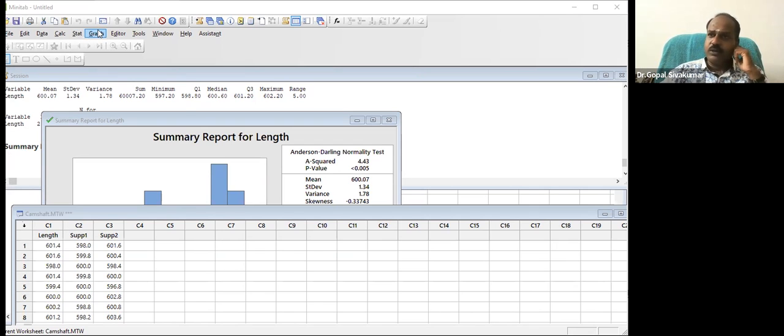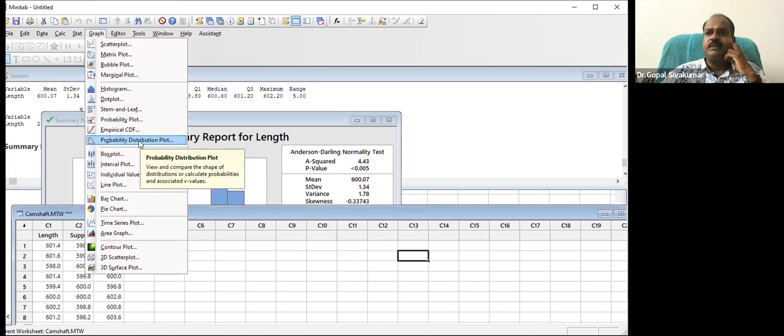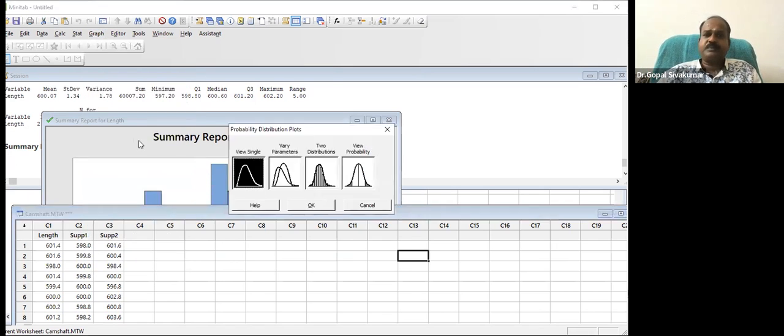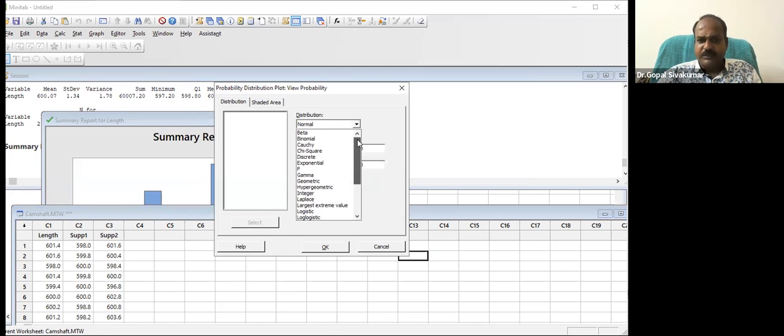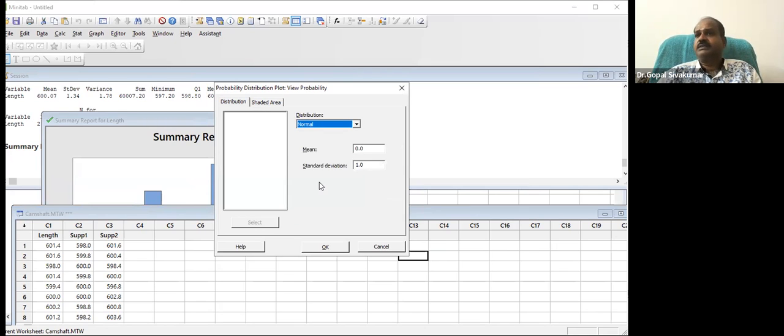Now you go to Graph, go to Probability Distribution Plot. Now I want to view probability. You select View and give OK. Now there are several distributions. Can you see, all of you? So many distributions. I don't want to read everything. Chi-square distribution, discrete distribution, exponential distribution. You can't master everything. But in order to handle your business problem, you must at least master one distribution, which is normal distribution. Is that taught to you in the class?